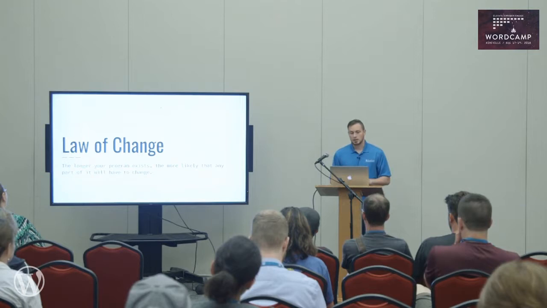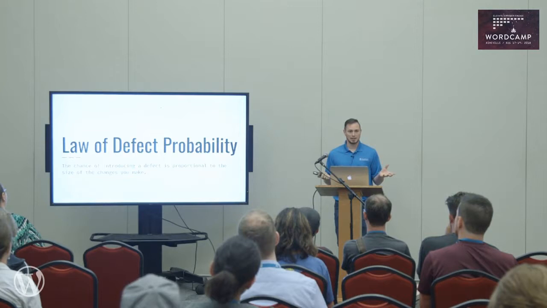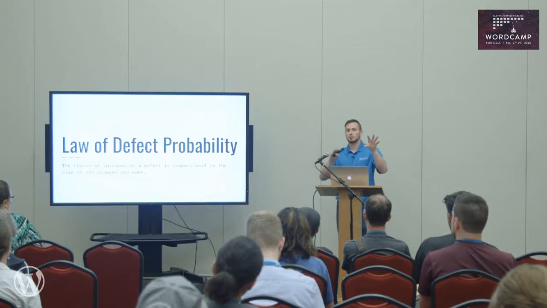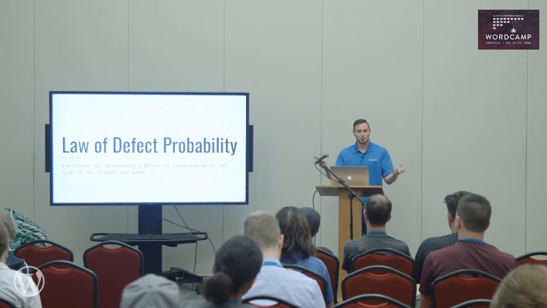There's also the law of defect probability. So basically this is saying that the larger the change you make in a system, the more likely you are to break it or to cause some sort of defect, right? So the more code that you have to change in order to fix a bug means the more likely you are to introduce more bugs into the system. It's kind of like, I have one bug and I go in to fix it and now I have two bugs, right?